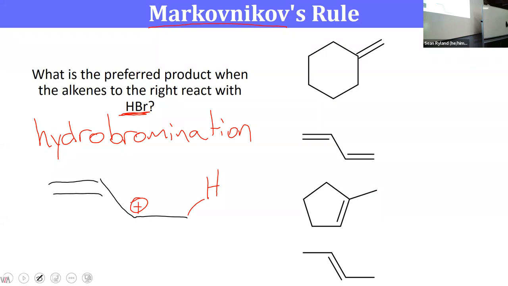It would be an issue with resonance, because this intermediate can resonate to make a different intermediate that would look like this. Right, so we have resonance between those two. Let me clean this up so we can draw them next to each other.